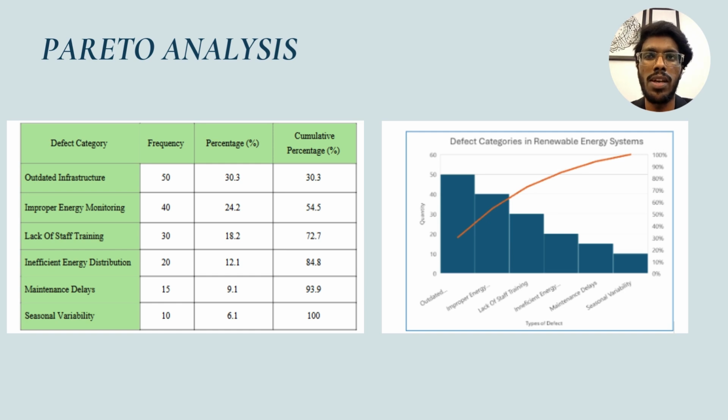So this insight emphasizes the necessity of prioritizing intervention in these areas to achieve meaningful improvements. Specifically, modernizing infrastructure and implementing advanced energy monitoring systems are critical for reducing inefficiency and enhancing operational efficiency. So by addressing these key contributors first, the university can expect significant progress toward achieving their sustainability and energy efficiency goals.